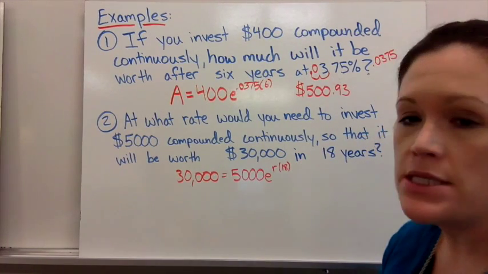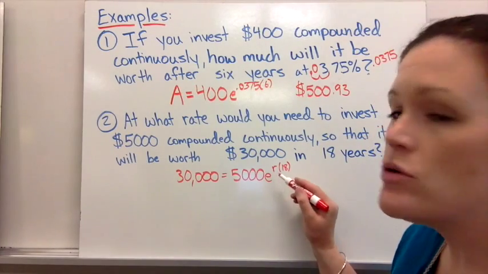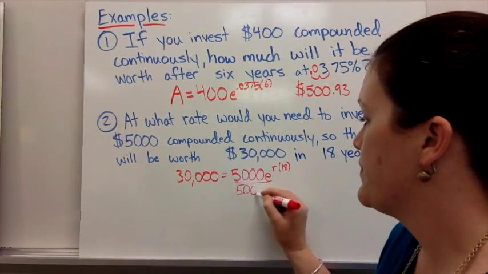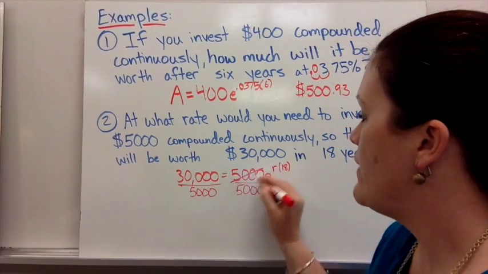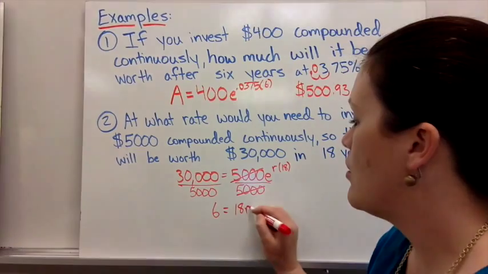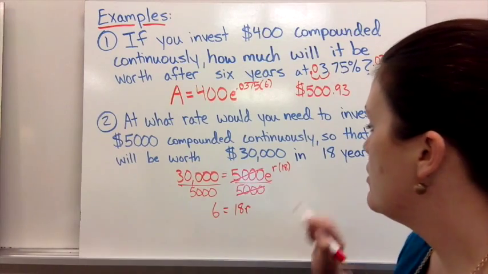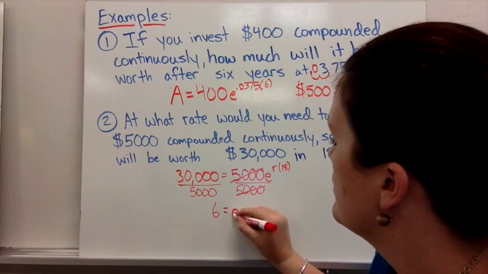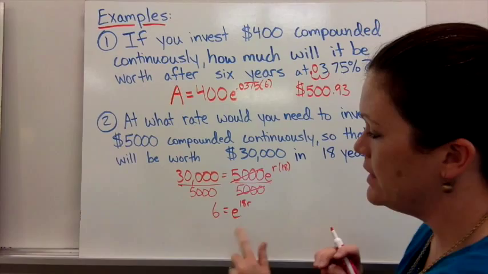So in this case, we need to get E by itself, because this is now an exponential equation. Because my variable is in my exponent, I'm going to need to solve it as an exponential equation, which we have already worked on. So we divide both sides by 5,000. We get 6 is equal to E to the 18R power. We still have the E and then to the 18R power.